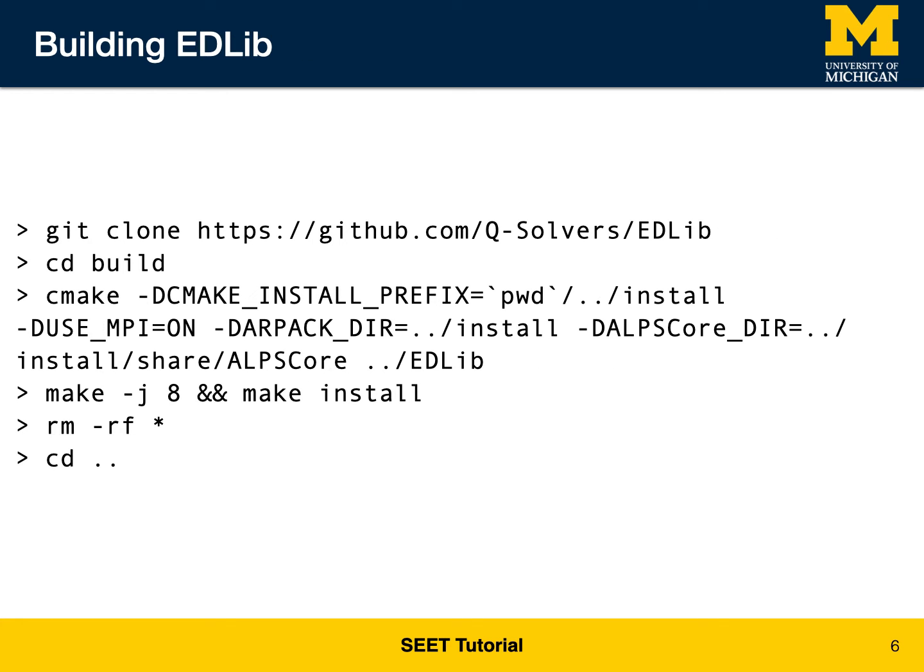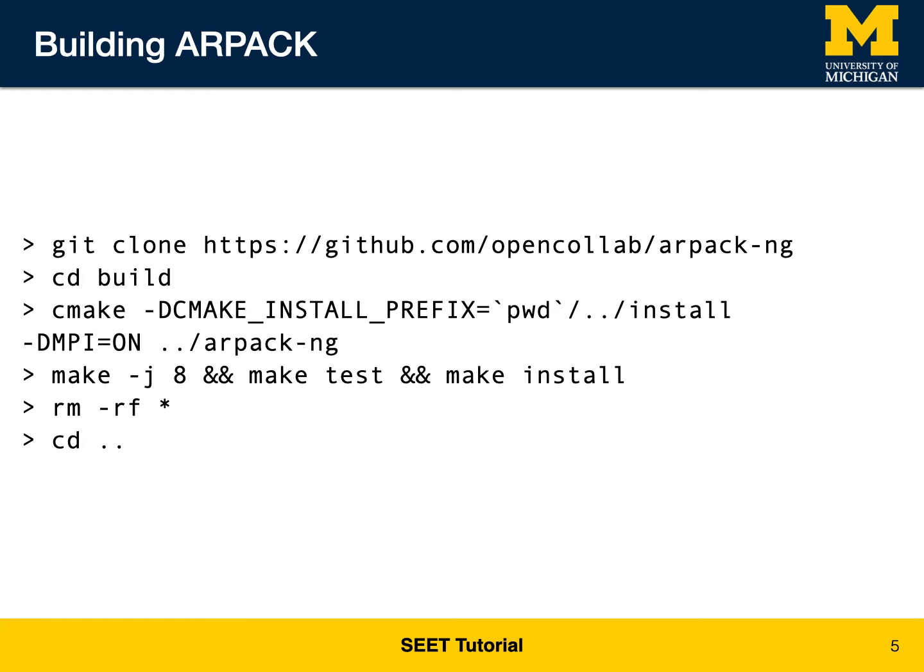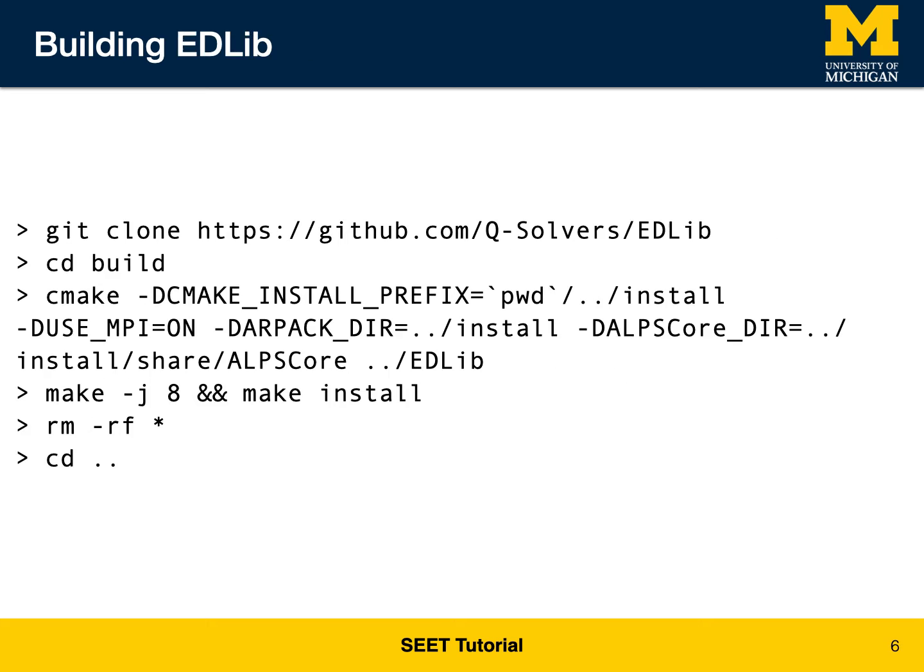Then you go to the ED library. For that, you go to GitHub, you clone it, you call CMake, and make sure that you specify use MPI. Also for RPACK, you need to specify MPI on, otherwise it will not build the parallel library for RPACK, and then your EDLib will not be able to use MPI, and then you will be screwed in the later steps.